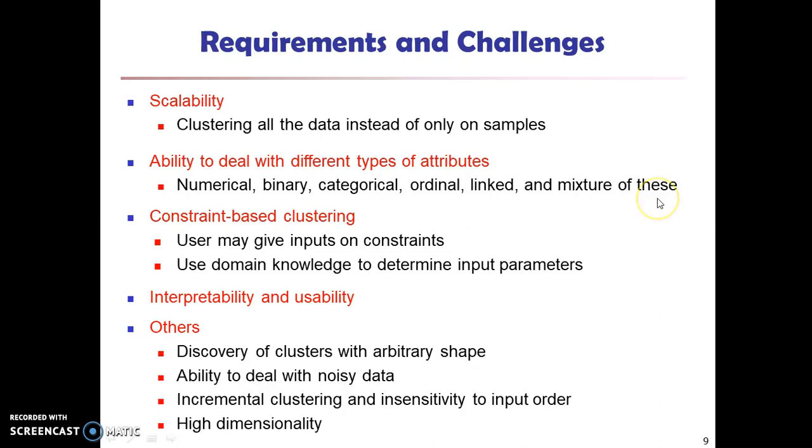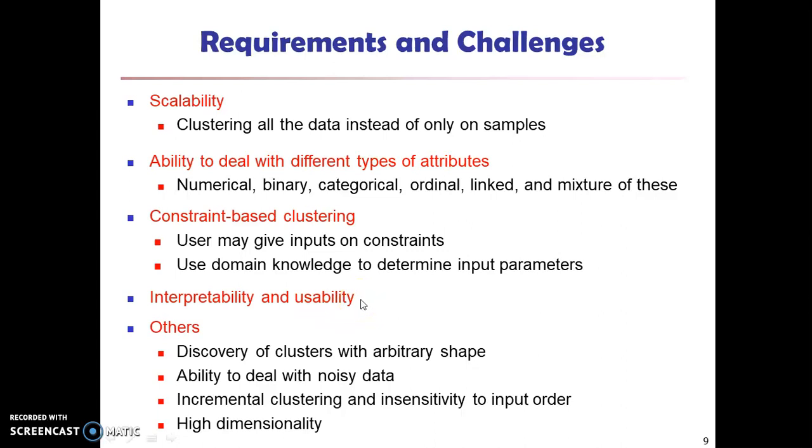And the other one is constraint based clustering, one of the important requirements. When we cluster the data points, we need to have some constraints. The user may give inputs on constraints. So according to the user input, the clusters can be formed. Or use domain knowledge to determine input parameters. So by using domain knowledge also we can determine the clusters. Then interpretability and usability.